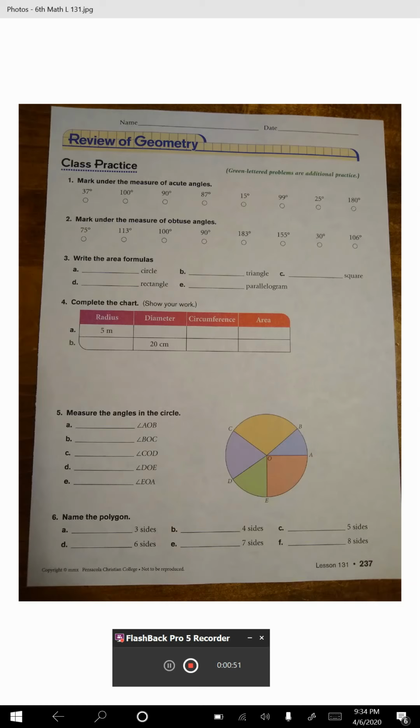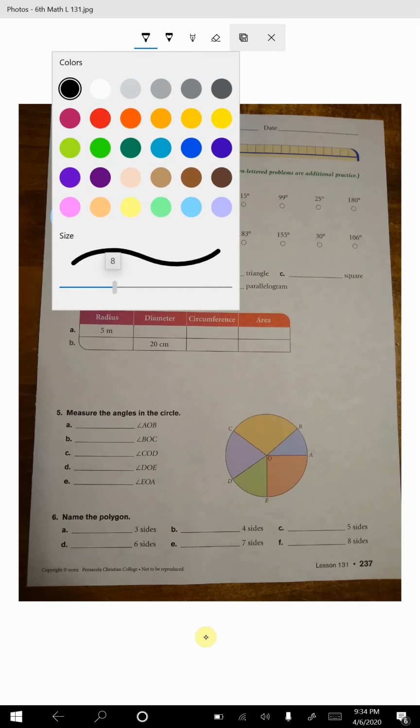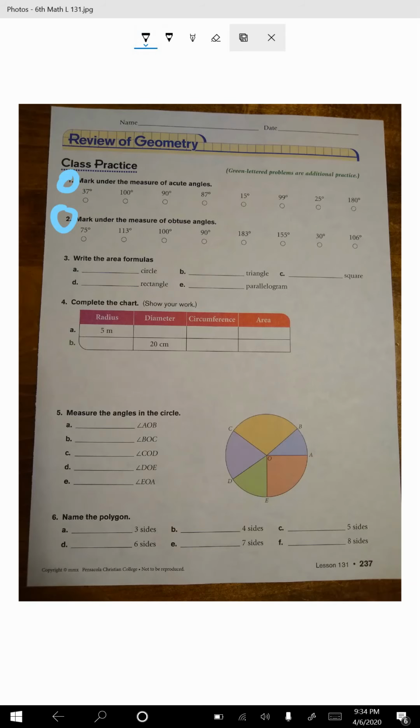All right? Okay. Today's lesson is a review on geometry. And so we're going to use it as a review. I'll go over a couple things with you, and then I'm going to leave you on your own with this lesson. Remember with number 1 and 2, change my pen. Hold on, there we go. You are marking the measures that are acute and the angles that are obtuse.